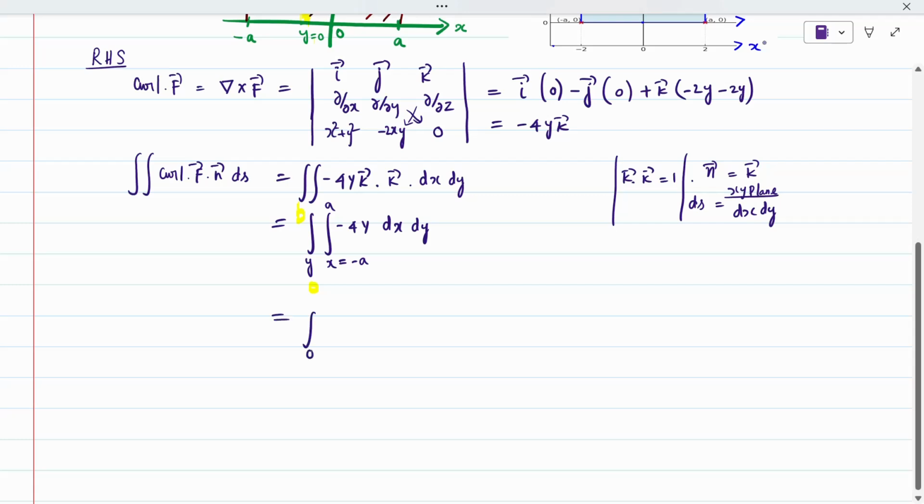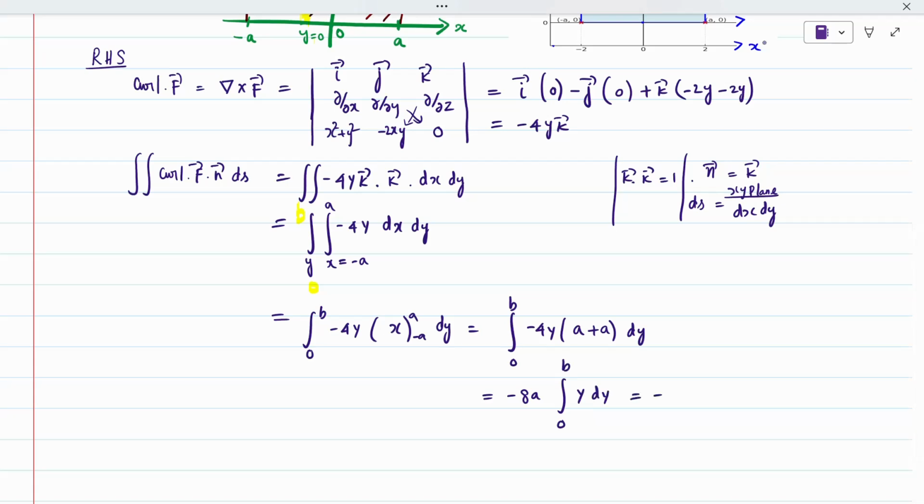So 0 to B. First I will integrate it with respect to x. The y parameter I don't have at all, so it is x only. So a2 minus a dy, 0 to b, minus 4y. Upper limit a minus lower limit minus a, so 2a will come. So 2a times 4 is 8a, minus 8a. A is a constant, I will take it outside. 0 to b, 4y dy only will be there.